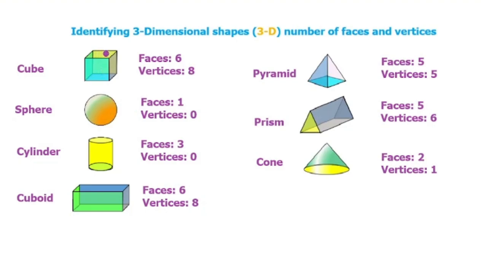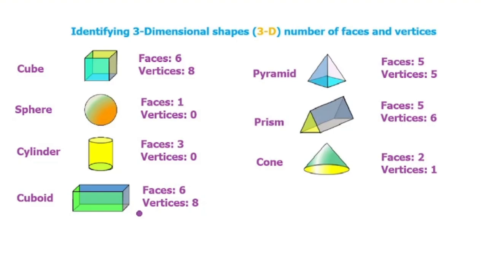1, 2, 3, 4, 5, 6. 6 faces. And then you just count the number of corners. 1, 2, 3, 4, 5, 6, 7, 8. 8 vertices. Sphere is easy. There's only one face, no corners. So vertices are 0. Cylinder has 3 faces, the top, the bottom, and then the middle. And there's no corners, so it also has no vertices.